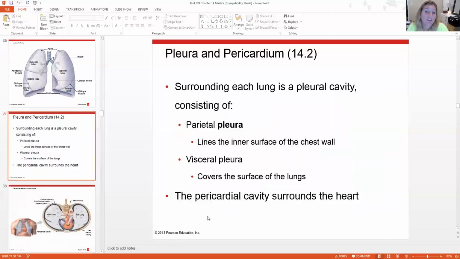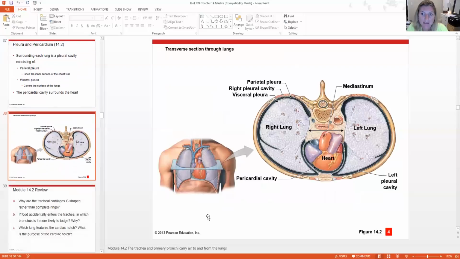So surrounding each lung is a pleural cavity. The pleural cavity consists of a parietal pleura and a visceral pleura, just like the pericardial cavity surrounds the heart. Same idea. There you see them.